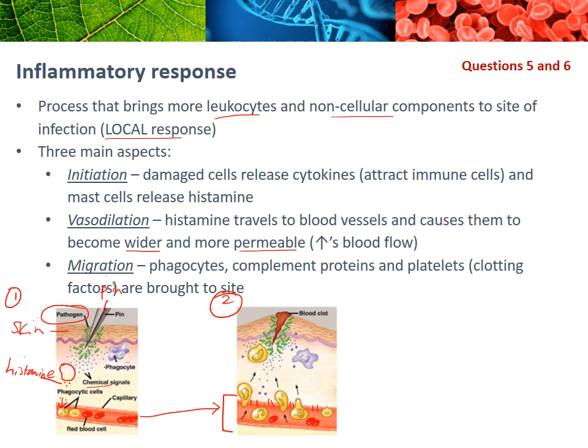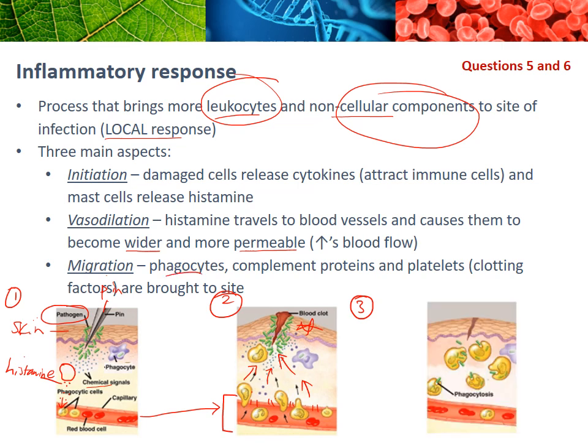Okay, so the third thing is called migration, and that's basically when all of these leukocytes and non-cellular components that we need at the area of infection migrate to that area. And we can see that happening here with these arrows. We've got our white blood cells moving up to where the pathogen is, and that's to try and destroy that. Depending on what the component is, it will be doing a different thing.